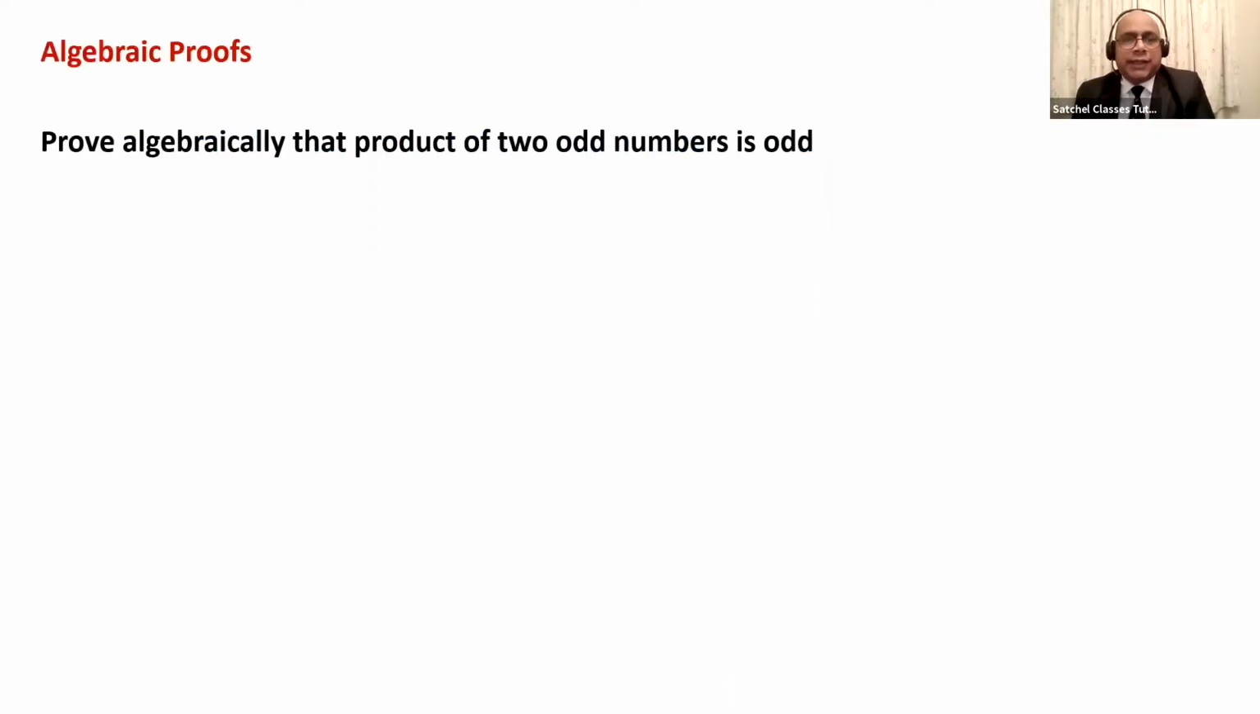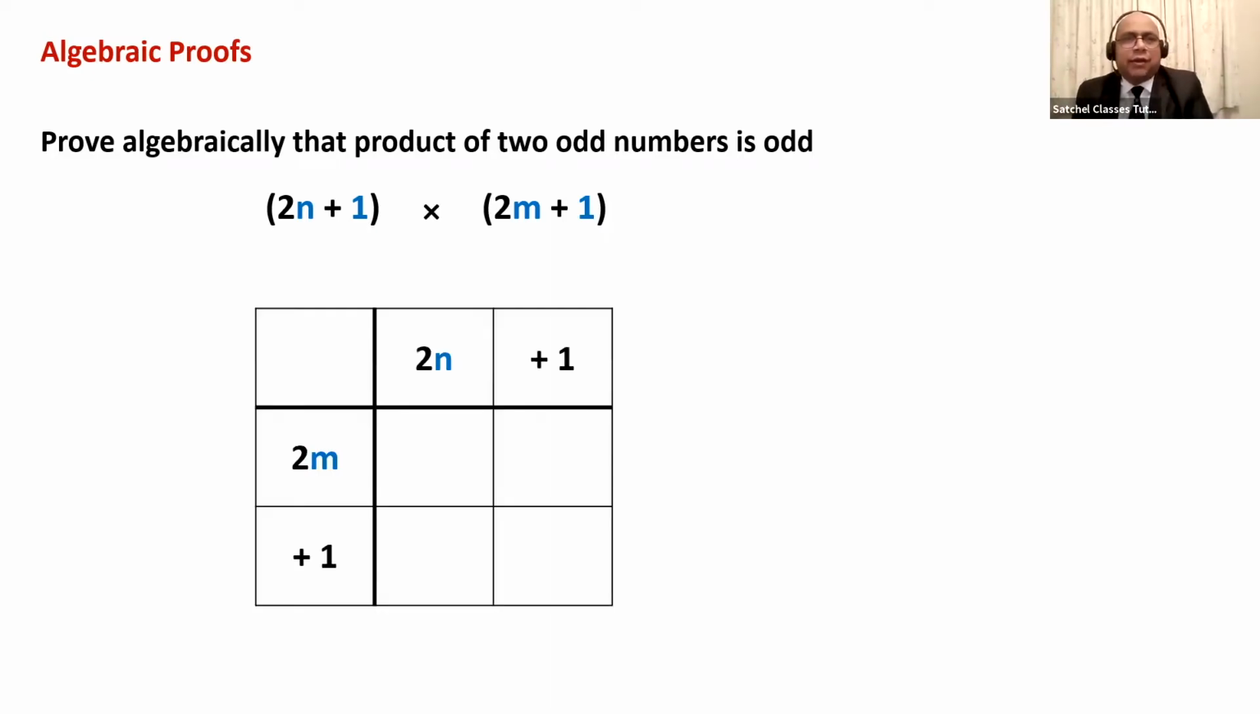Prove algebraically that the product of two odd numbers is odd. How do we represent odd numbers? 2n plus 1, and the other one, because there's no link to the first, it will be 2m plus 1. Correct? Product. Now that's multiplication. Now, do you know how to multiply brackets with two terms? Well, the simplest one is the grid method. You must have learned the grid method, wherein we put the two terms of first bracket on the columns and the two terms of the second bracket along the rows. And we multiply each row with each column, each cell.